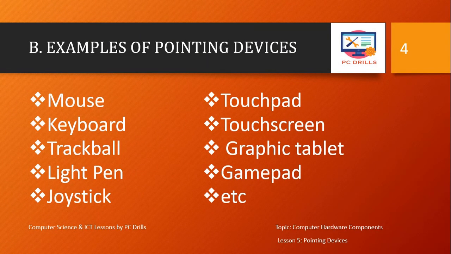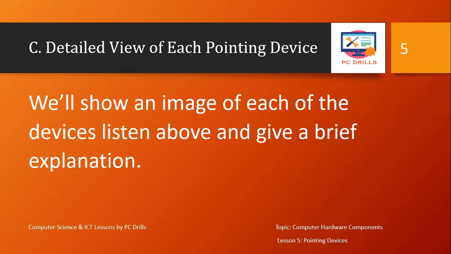Examples of pointing devices: you can have the mouse, keyboard, trackball, light pen, joystick, touchpad, touchscreen, graphic tablet, gamepad, and so on. Some of you might be like, how would a keyboard be a pointing device? But generally it is. You can also navigate your computer using the keyboard. Just use a few keys and it helps you go through the computer just like you were having a mouse attached to it. So next, we will look at each of these examples one at a time and try to explain how they work.